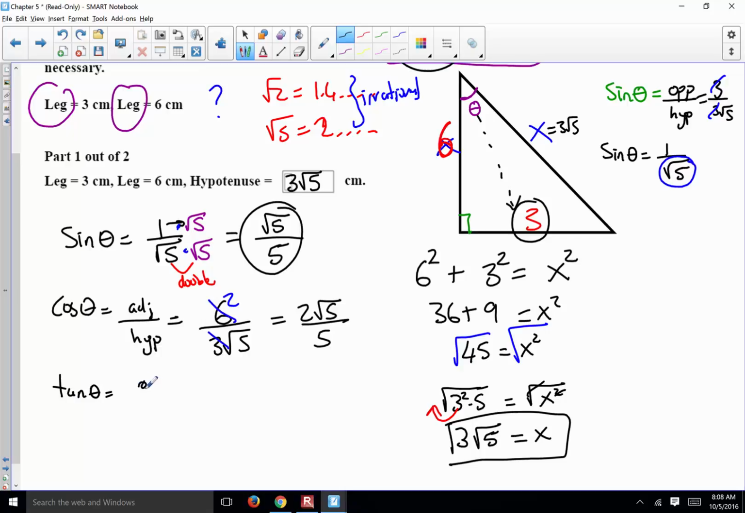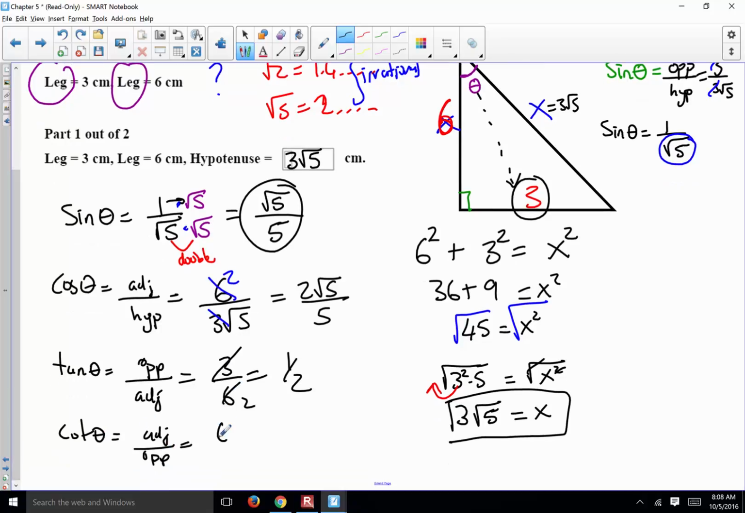Tangent theta is opposite over adjacent. Opposite is 3, adjacent is 6. This is easy, 1 over 2, right? Cotangent theta is adjacent over opposite, so I believe these will be flipped. So it's 2 over 1, which is 2. So if you get tangent, cotangent will be the flip of tangent. You can flip the result in tangent and you get cotangent as 2 over 1 or 2.